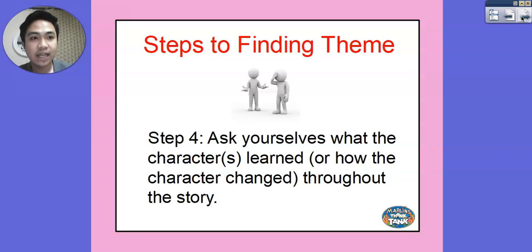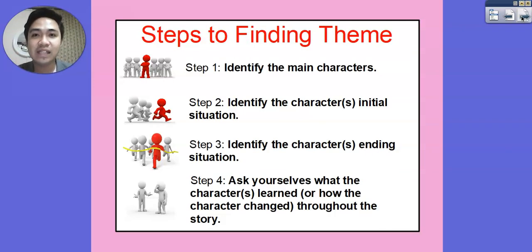So these are just 4 steps in finding the theme in the story. Please remember, step 1, identify the main characters. Step 2, identify the character's initial situation. Step 3, identify the character's ending situation. Step 4, you ask yourself what the character learned or how the character changed throughout the story. So these are the simple steps that you need to learn in order for you to find the theme in the story.